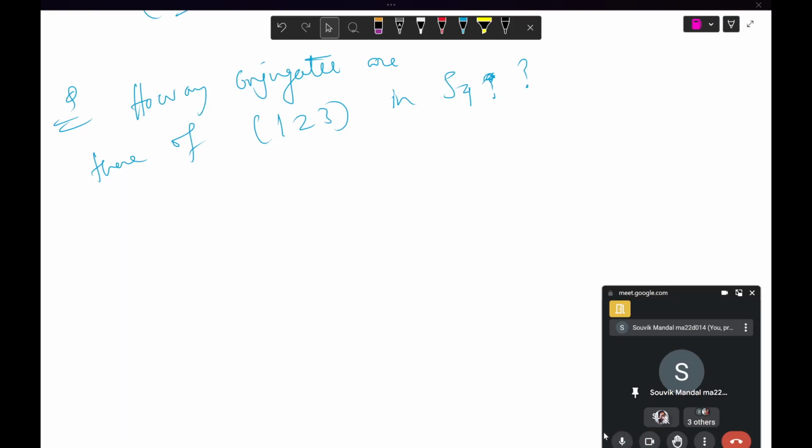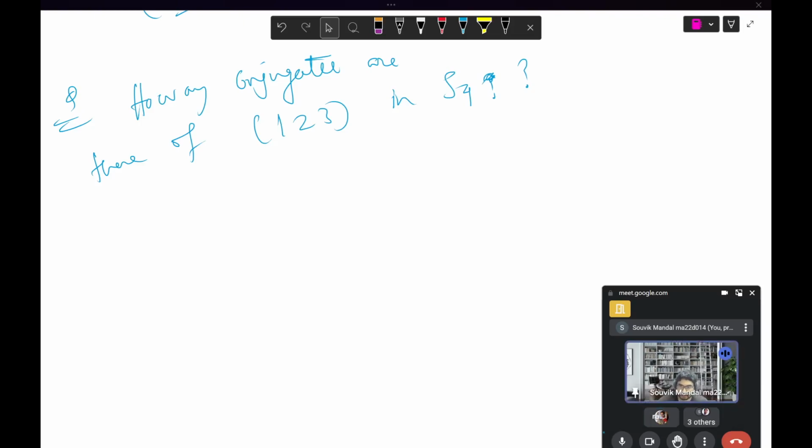So, can anybody solve it? Did anybody get the answer? This is nothing but just an application of the previous fact that any two elements in Sn are conjugate if and only if they are of the same cycle type. So now think how to calculate the number of conjugates of (1 2 3) in S4. I think it is 8.